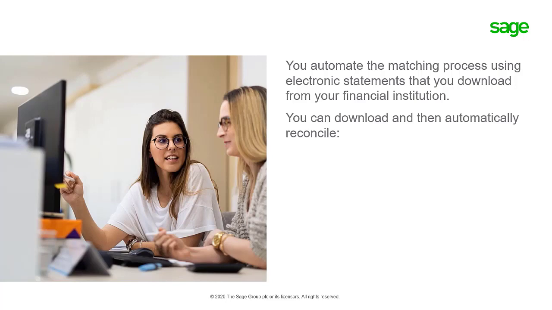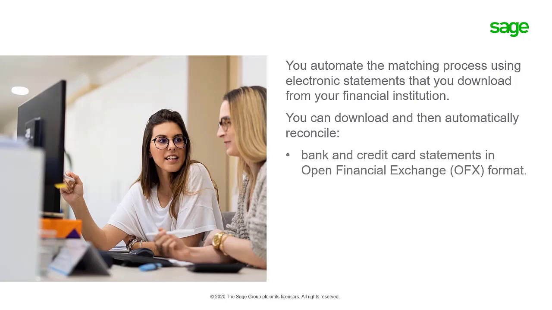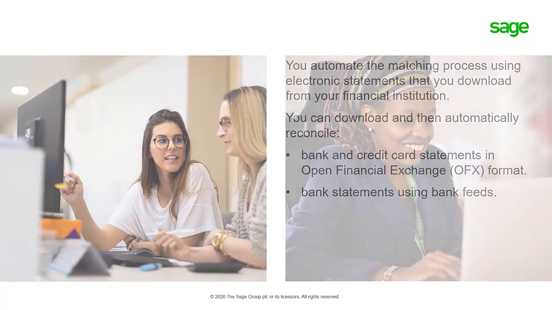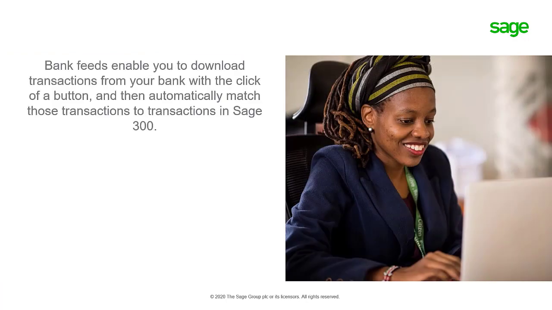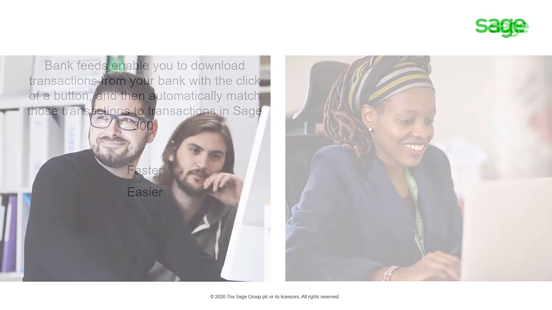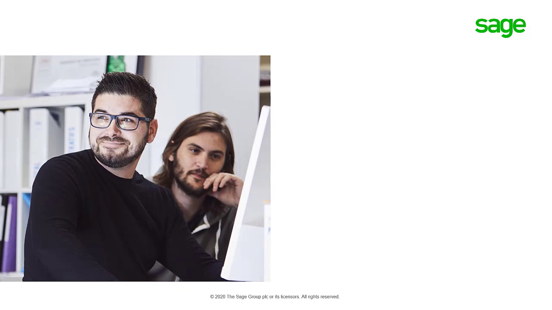You can download and then automatically reconcile bank and credit card statements in Open Financial Exchange (OFX) format and bank statements using bank feeds. Bank feeds enable you to download transactions from your bank with a click of a button and then automatically match those transactions to transactions in Sage 300. This makes bank reconciliation faster and easier. Let's see how to connect to bank feeds and how to reconcile electronic statements.